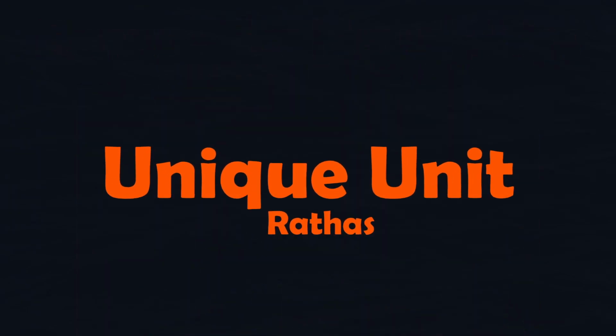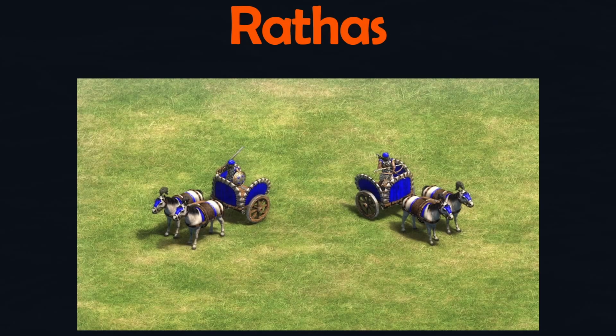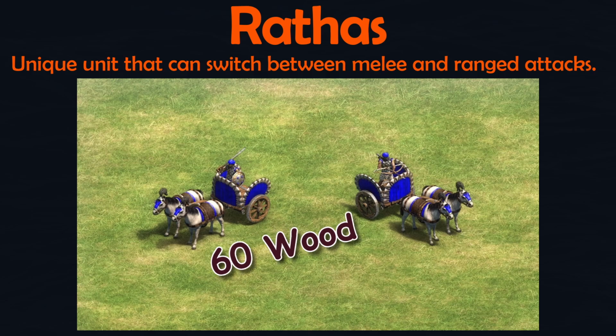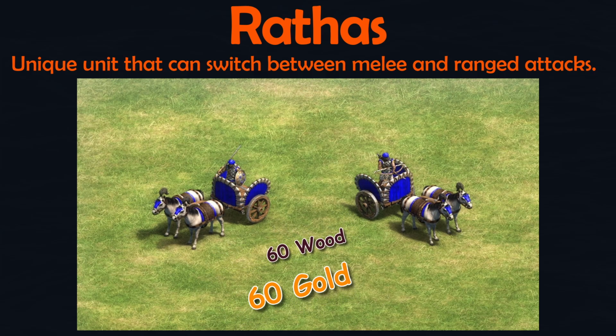Now let us look into the unique unit that comes along with this civilization, the Rathas. It is a mounted unit which can interchange between melee and ranged attack, one of its kind in the game. It comes at 60 wood and 60 gold, as it does not require any food for training, so players can save their food for elephant units.